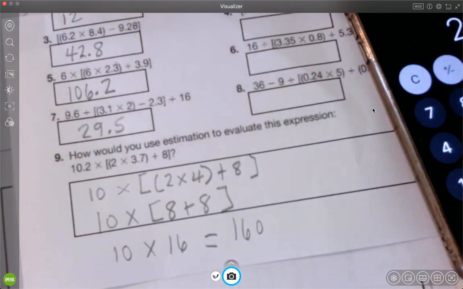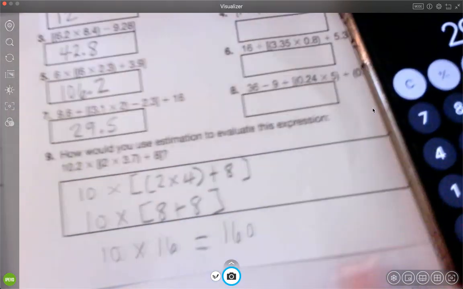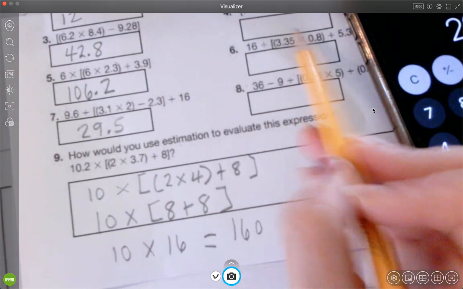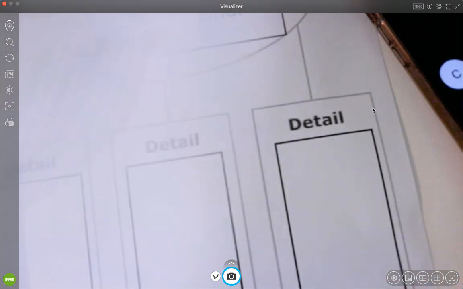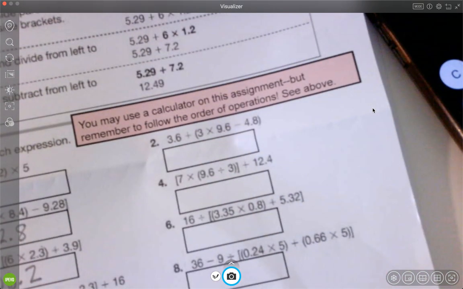Okay, so that's how we do evaluating expressions today. Again, you're working from the inside parentheses to the outside. You have 4 problems to try. Again, use your calculator and do your best.